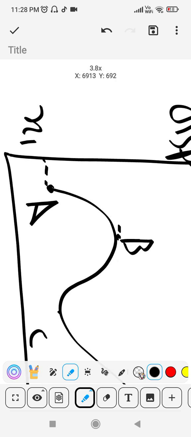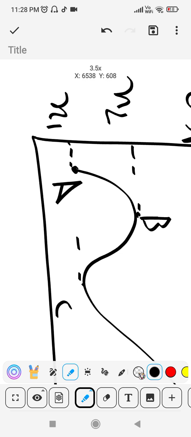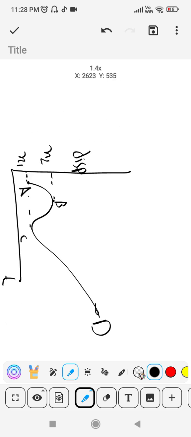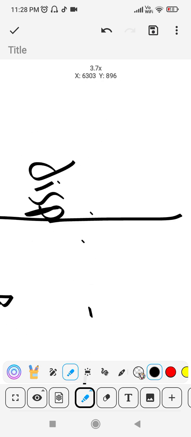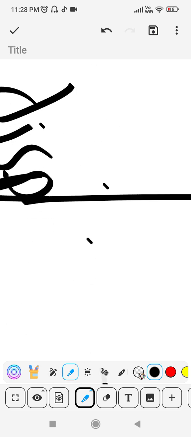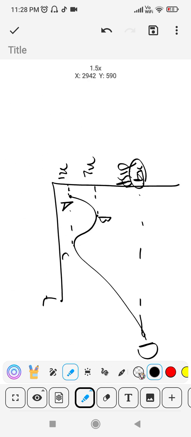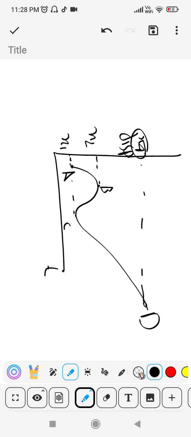At point b, the position of the object is x2. At point c, the position of the object is x1 only. And at last, at point d, the position of the object is x4. Firstly, we have to do motion interpretation if we have to convert the graph into a distance time graph, because it's a displacement time graph.